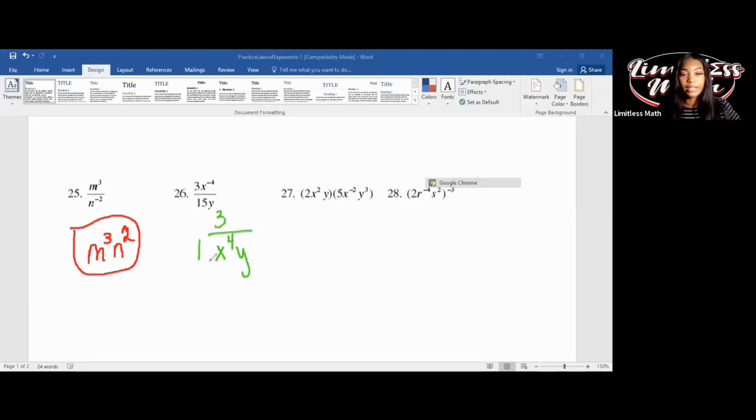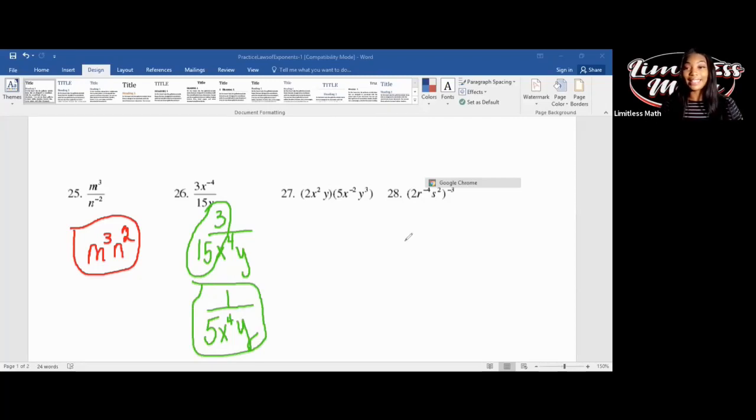Keep your 3, keep your 15. Now, there's nothing wrong with this. This answer is correct, but we can take it a step further and reduce the actual numbers of this fraction. So 3/15 is the same thing as 1/5. So we'll go ahead and do that. X to the 4th Y. Okay, so the only thing we needed to do for this one was reduce and fix the unhappy exponent, nothing else. Okay, 27.